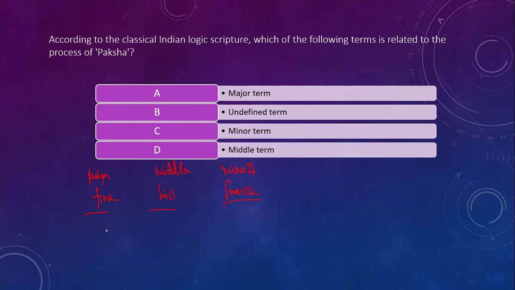So here it is sadhya, then hetu, the middle term. The conclusion is... or the predicate is sadhya. So hill is here the paksha. SPH. So here paksha means the middle term?